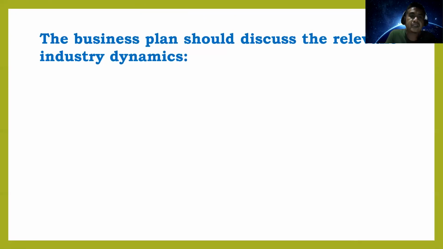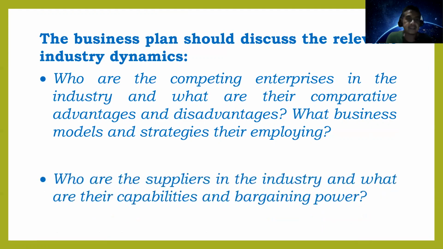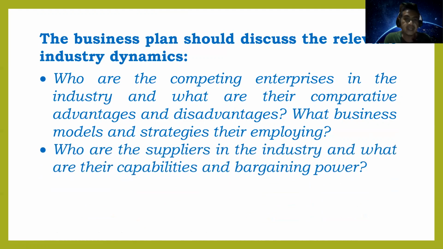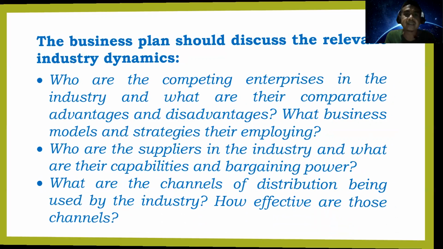The business plan should discuss the relevant industry dynamics: who are the competing enterprises in the industry and what are their comparative advantages and disadvantages, what business models and strategies they're employing, who are the suppliers in the industry and what are their capabilities in bargaining power, and what are the channels of distribution being used by the industry, then how effective are those channels.